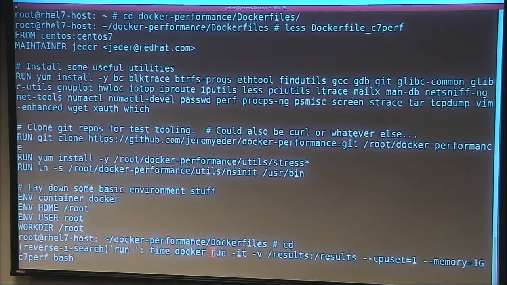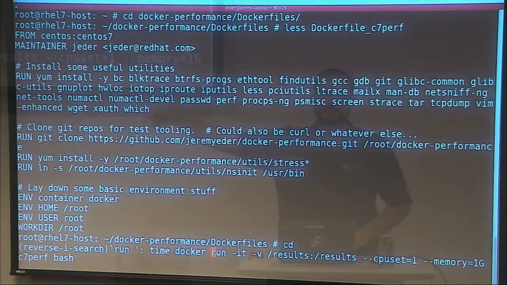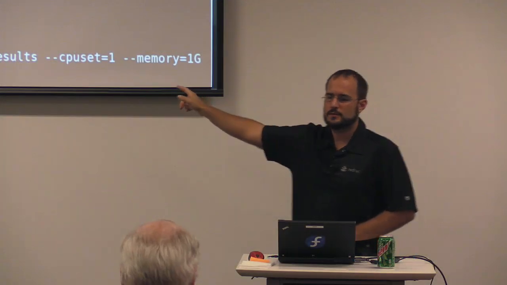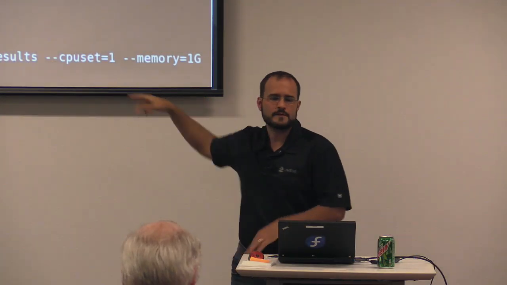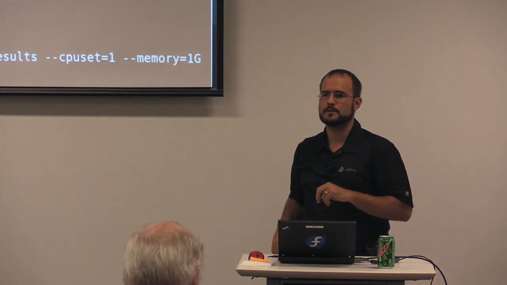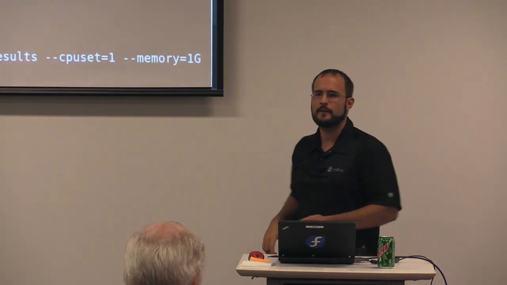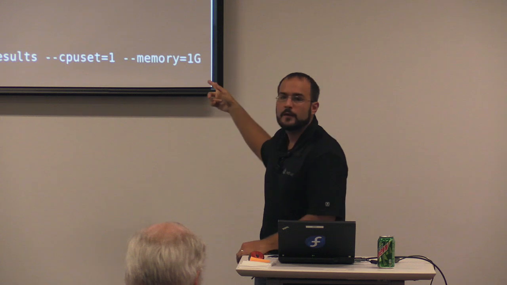Okay, here's my run command line. Time doesn't necessarily need to be there, but how many people are familiar enough with the Docker command line? I'll run through it, but I don't want to go into too much detail. I want a terminal. I want a volume mounted /results. I want a CPU set, which means I only want to run on core 1. This laptop is so old, it only has 2 cores, which is only half of what my S5 phone has. And it's going to limit it to 1 gig of memory.